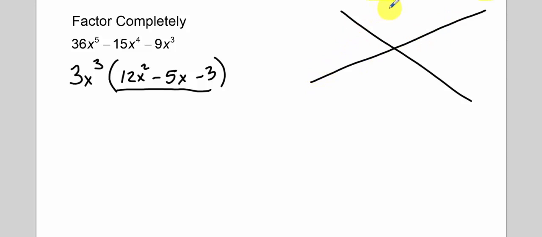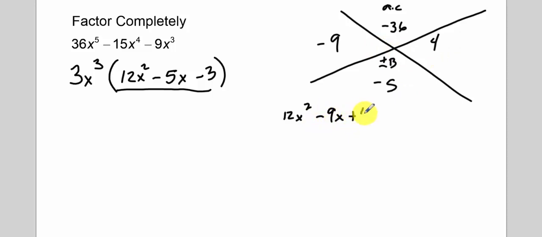So I'll create my x, look for my a times c term here, which is a negative 36, plus or minus b term is a negative 5, and I need two terms that multiply to 36 and get me 5. 9 and 4 is going to do the trick, with the 9 being negative. So again, my first term is going to be 12x squared. My middle terms are the negative 9 and the 4. And then I end with a negative 3.